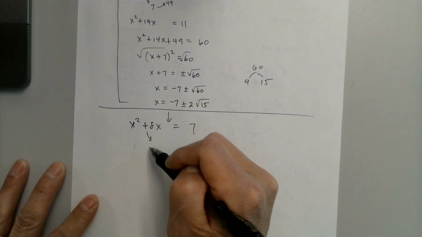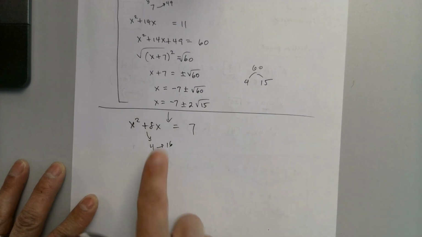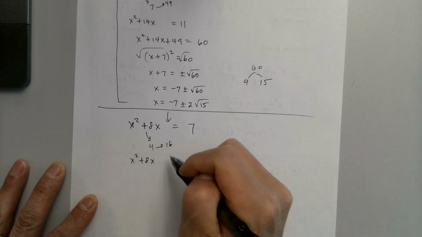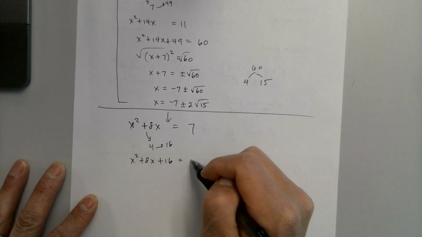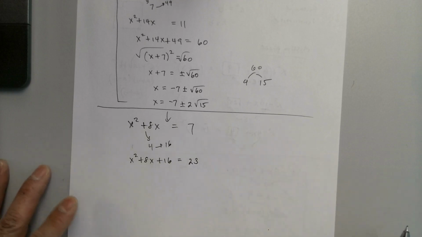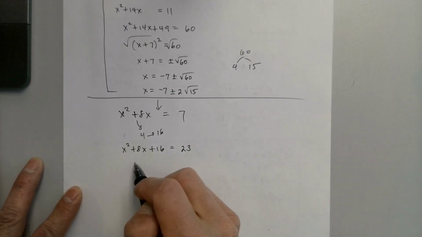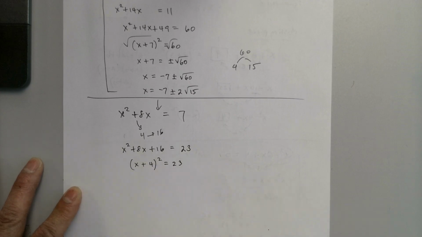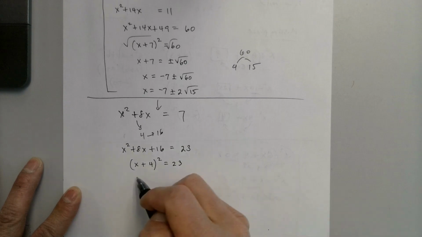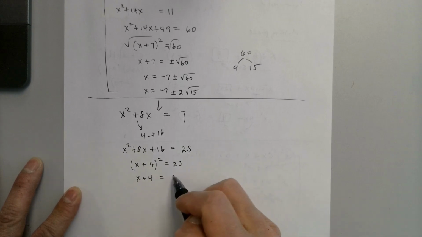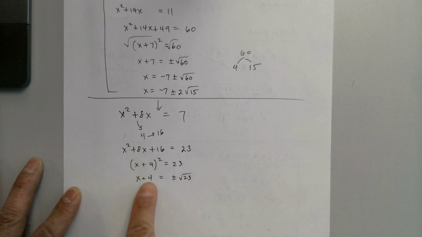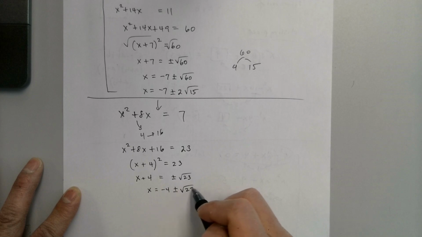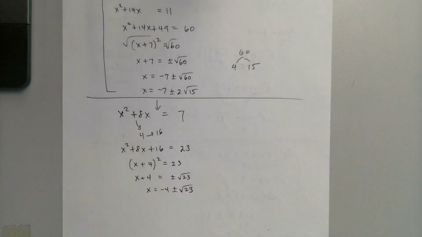I take my 8, divide by 2, I square it, I get 16. So I need a 16 there, a plus 16 there. So I will add 16 to both sides. Don't forget to add it to the right, 23. Factor to the left. Take the square root of both sides, plus or minus. Get rid of that 4. And you are done.